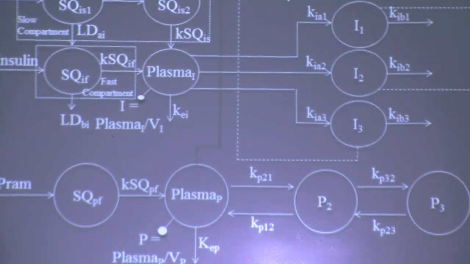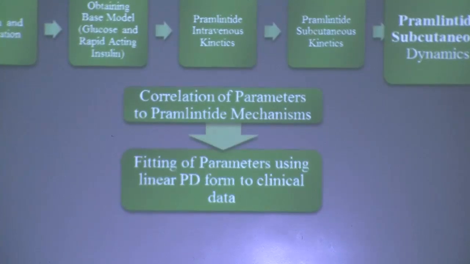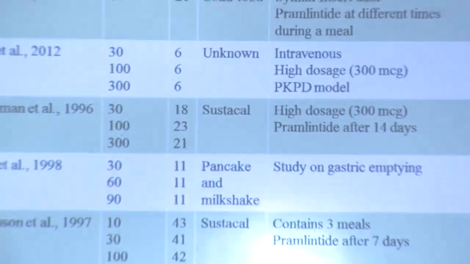We correlated EGP to glucagon suppression in Pramlintide. We also correlated UG, which is gut absorption, seen by this equation, and this has to do with both amylin delay and slowing of gastric emptying. And then also Kg, which we also equated to some sort of endogenous glucose production. These are 2 pharmacodynamic forms: one is linear, one is a Hill-type, which is non-linear. After we correlate the parameters, we fit the parameters using the linear PD form to clinical data.